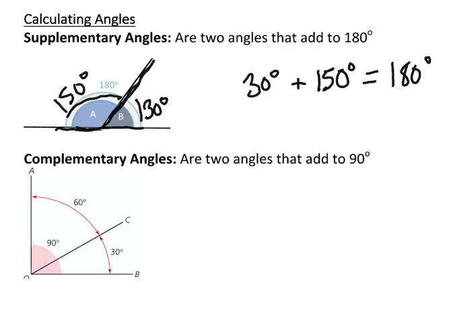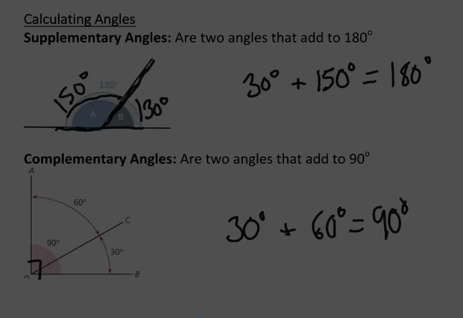Complementary angles are any two angles inside a 90-degree angle. So that's a right angle there. That's how we indicate a right angle. The whole thing is 90. If this part here is 60, well, then the rest would have to be 30, because 30 degrees plus 60 degrees adds up to 90 degrees.